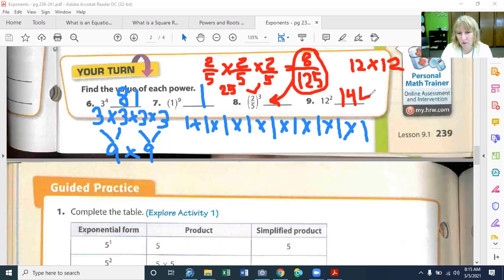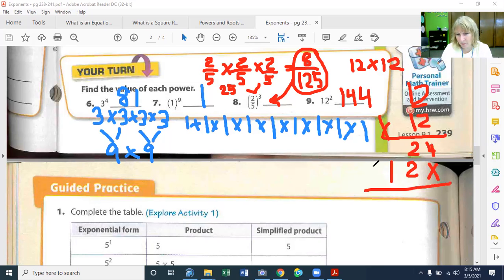144. If you don't know that, what could you do? Well, you could do 12 times 12 and write it vertically, and then you could do your multiplication, right? 2 times 2 is 4. 2 times 1 is 2, and then you could come over here to the 1. You have to start under the 1, put an X there so you don't start in that spot. 1 times 2 is 2, and 1 times 1 is 1, and then you add it up, and you get 4. 2 plus 2 is 4. 1 plus nothing is 1. There's your 144. So if you don't know your 12s, that would be how you would do it.